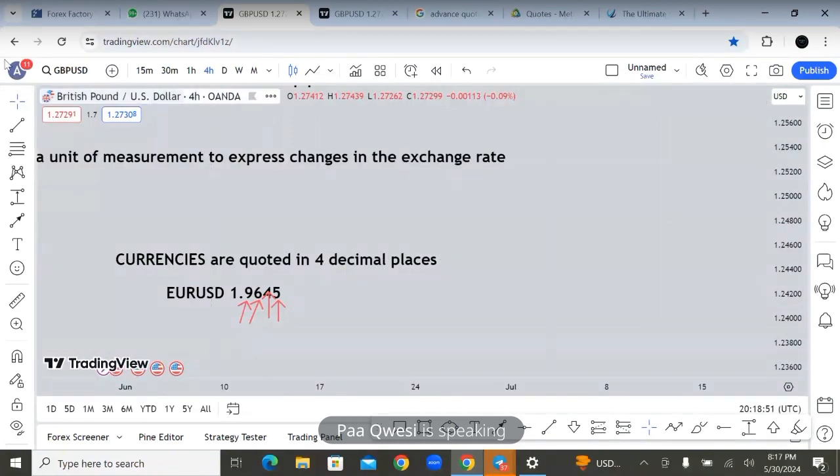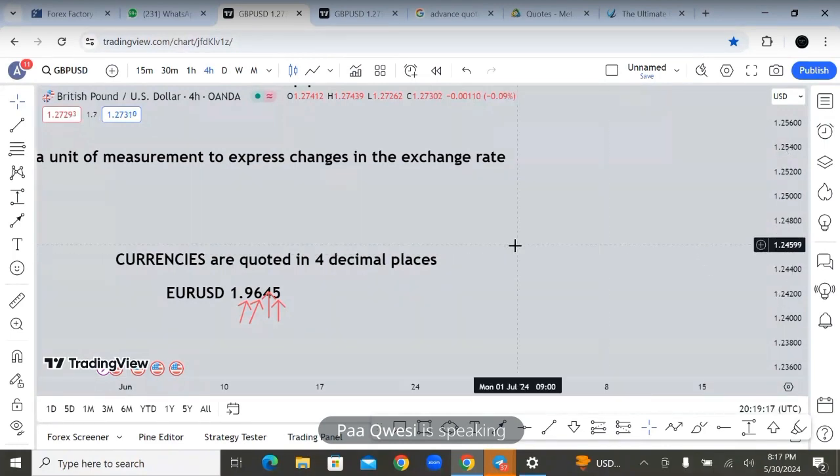Okay, so with the pair GBP USD, this is the price of the dollar. With £1, you'll be able to get yourself maybe 1.25400. With £1, you'll be able to get yourself 1.25600. So this is the numbers you are going to calculate your pips on.